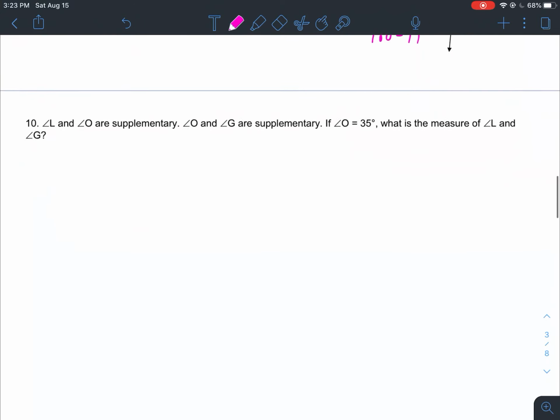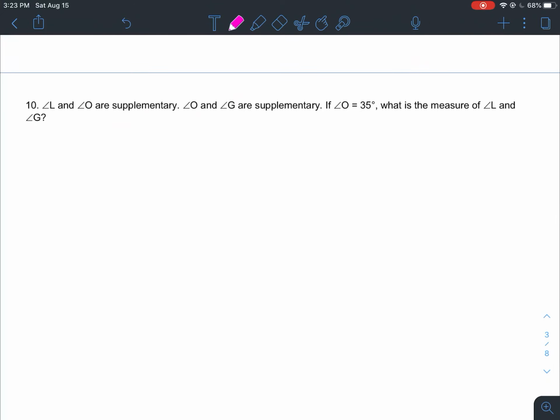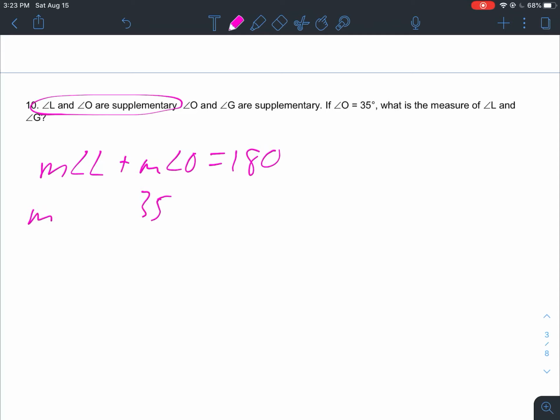Number 10. L and O are supplementary, O and G are supplementary. O is 35, what's the measure of L and G? Okay, so let's start here. That tells me that L and O must add to 180. But O is 35. So subtracting 35, I get the measure of angle L is 145.